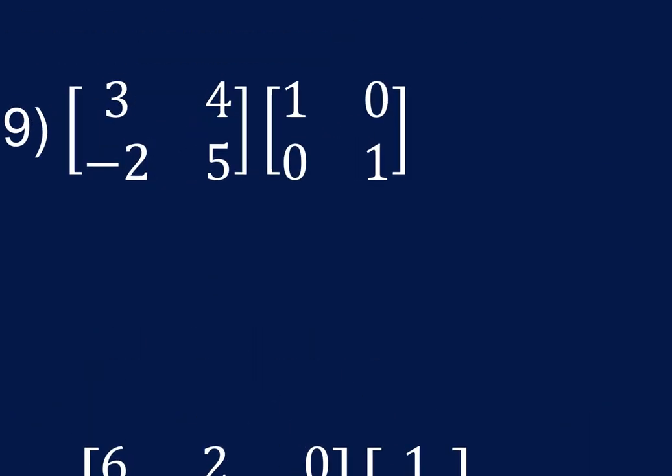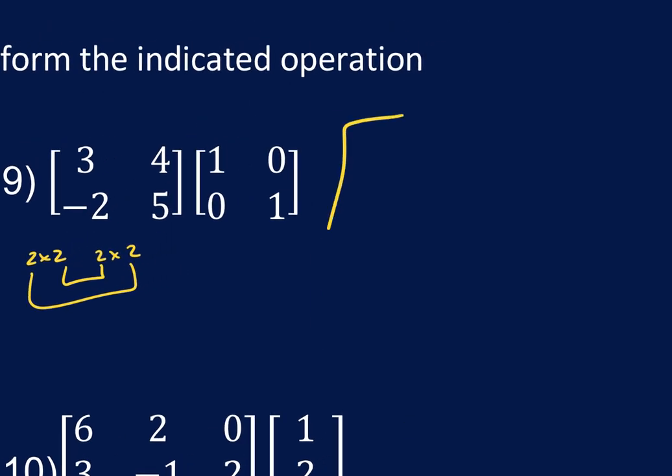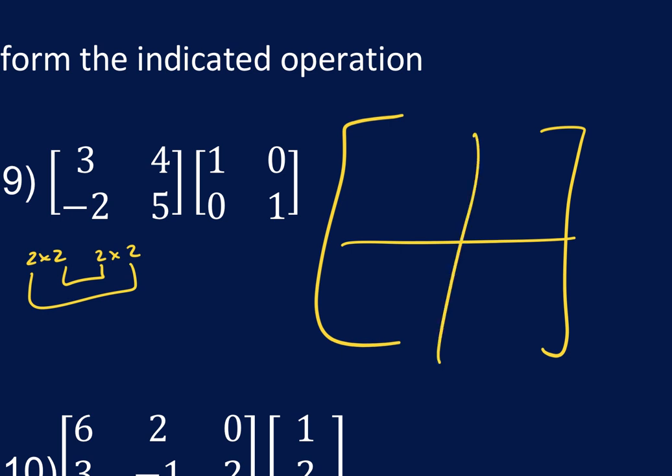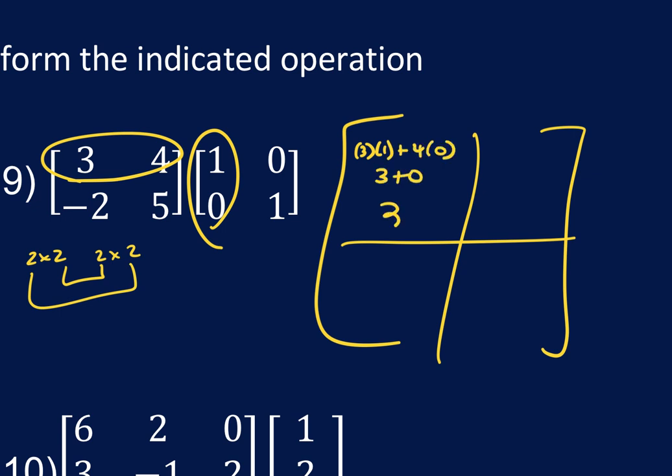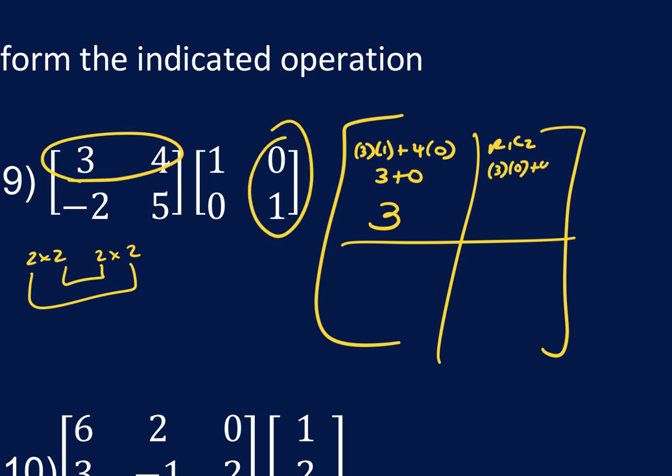What are the dimensions of 9? A 2 by 2 and a 2 by 2, right? Can be done. The middle 2 match. The outer 2 is the result, which is a 2 by 2. So row 1, column 1 would be 3 times 1 plus 4 times 0, or 3 plus 0. Then you go to the next one. Row 1, column 2 would be 3 times 0 plus 4 times 1, 0 plus 4, which is 4.